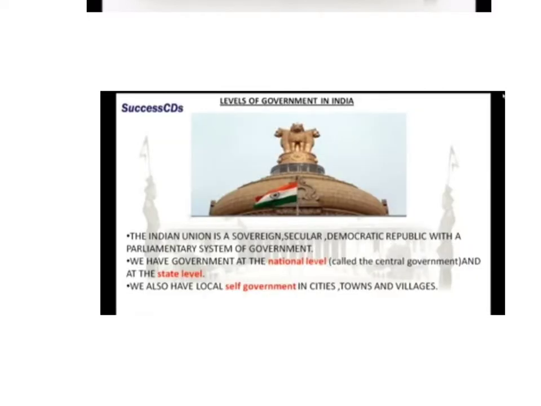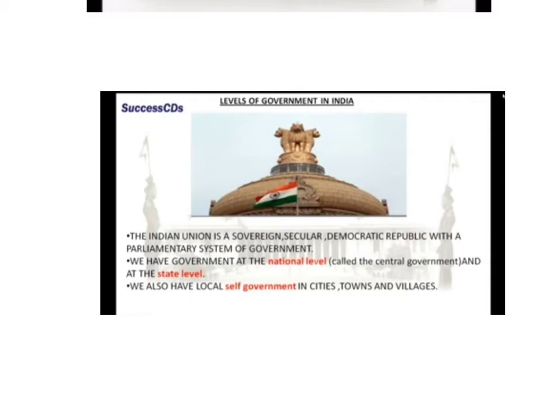Now, if we look at our country, India is a democratic country. We have the democratic form of government, and also when we look at the government, we have three levels of government, or we have the three organs of our government.